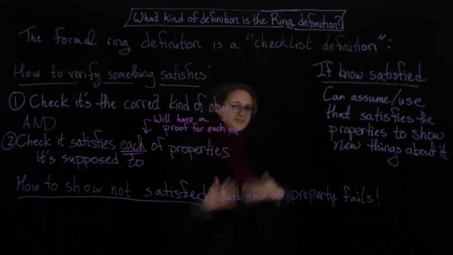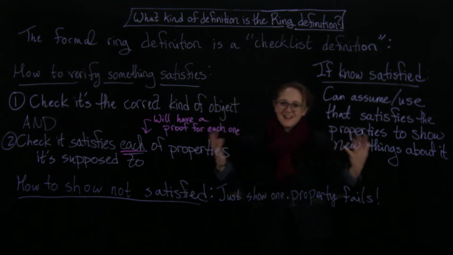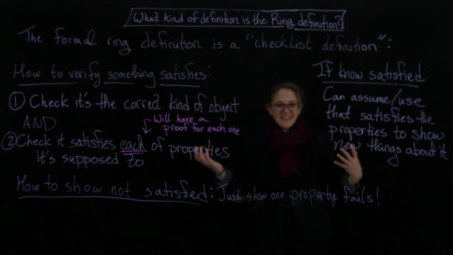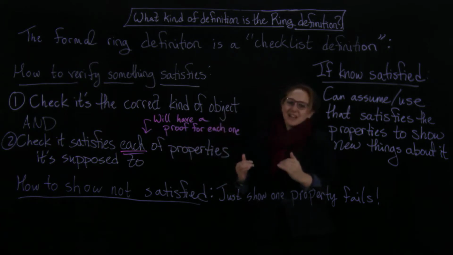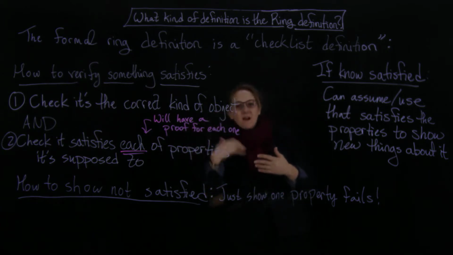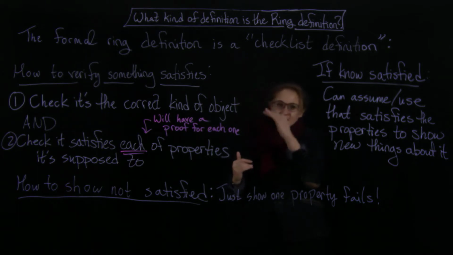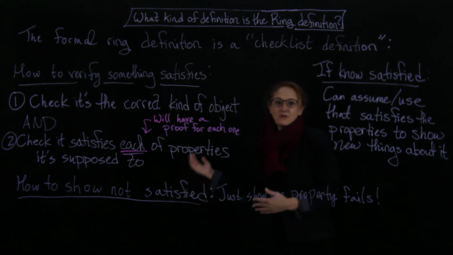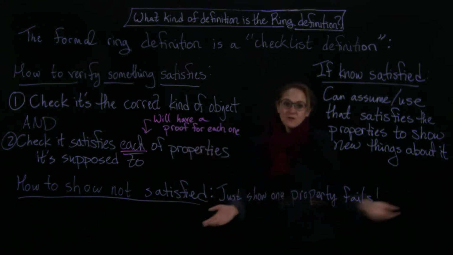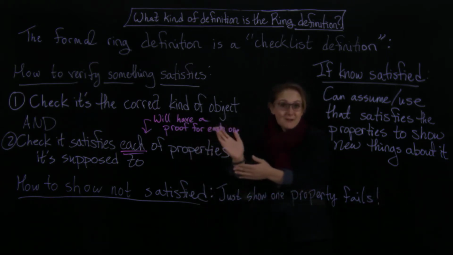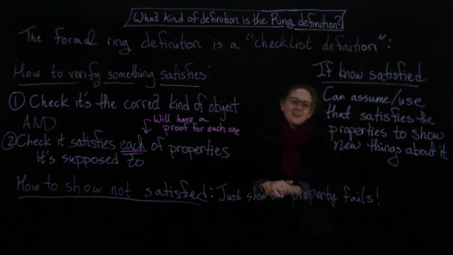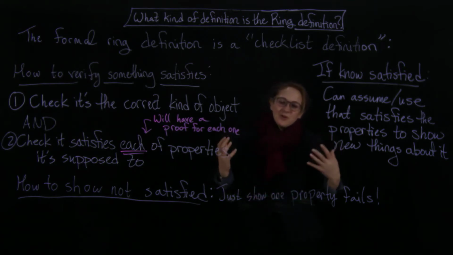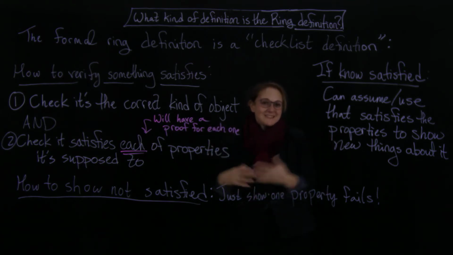This is a very common kind of definition, what I call a checklist definition. Why? Because when you're proving that it satisfies, you're going down this checklist. Oh, does it have this property? Oh, does it have this property? You're going through, but you need to actually prove that each of those is satisfied. And then how do you show that it's not satisfied? You just show that one of those properties fails, because it would have had to satisfy all of them in order to be that thing, like a ring.